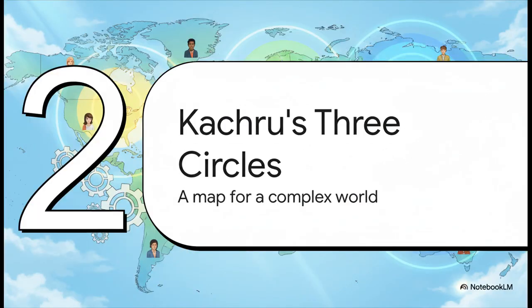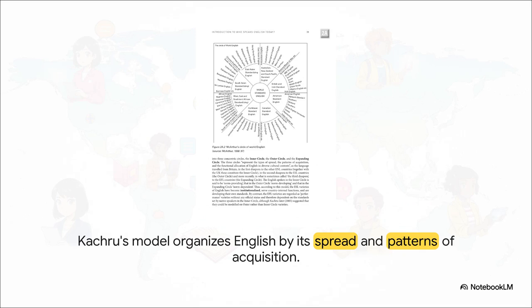Okay, so how do you bring order to all that chaos? Back in the 1980s, the linguist Braj Kachru decided to tackle that very challenge. He came up with a map to chart the global spread of English, and his model was so simple, so elegant, that it basically shaped how we talked about this stuff for decades. And this is it. This is Kachru's three-circle model.